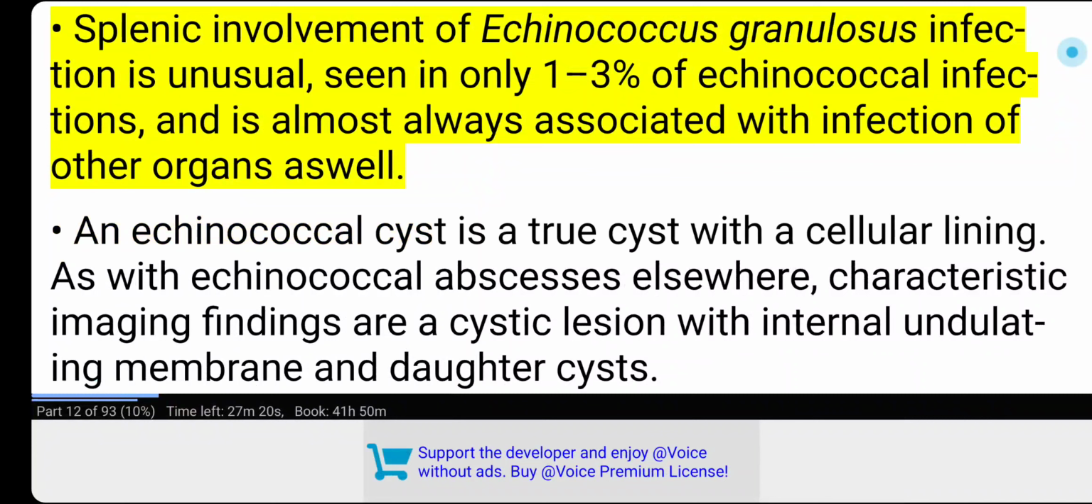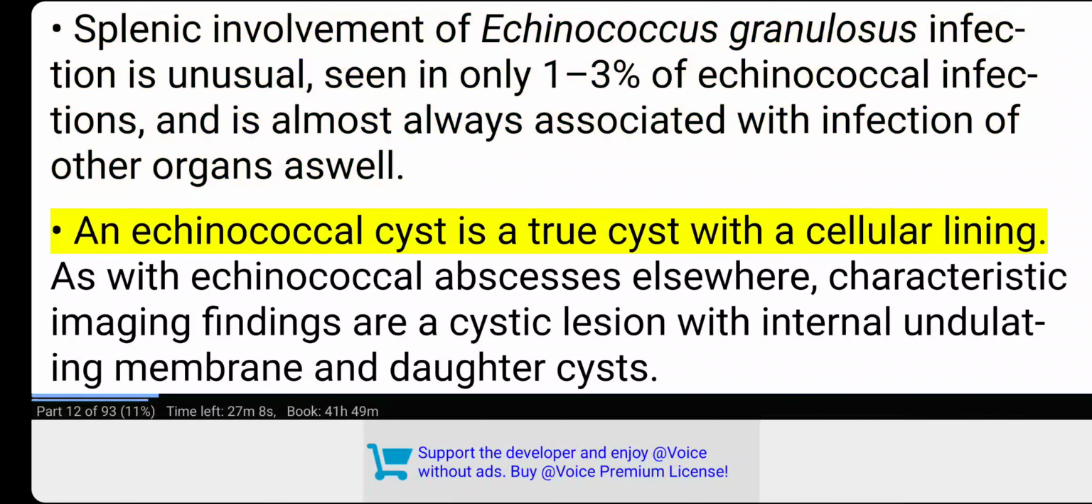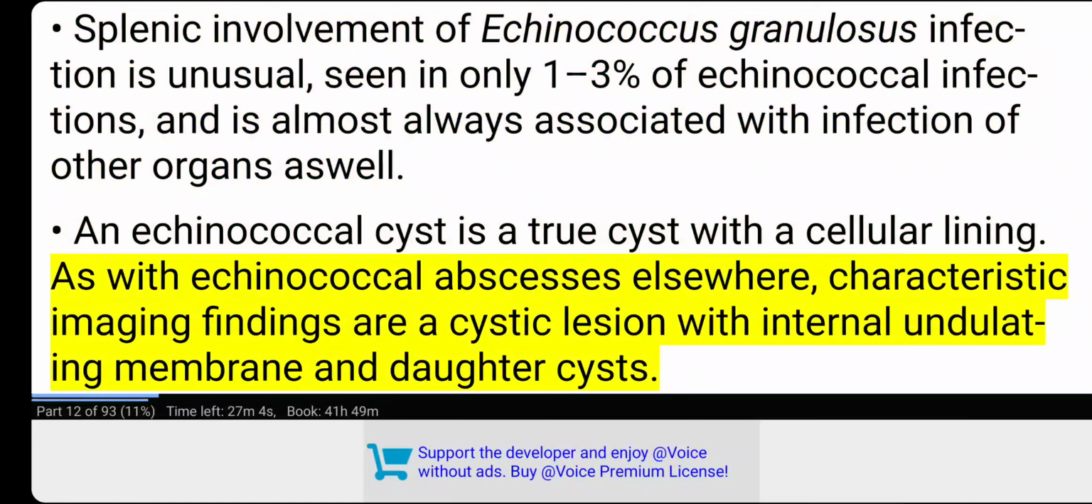Echinococcal cyst. Splenic involvement of Echinococcus granulosus infection is unusual, seen in only 1 to 3% of echinococcal infections, and is almost always associated with infection of other organs as well. An echinococcal cyst is a true cyst with a cellular lining. As with echinococcal cysts elsewhere, characteristic imaging findings are a cystic lesion with internal undulating membrane and daughter cysts.